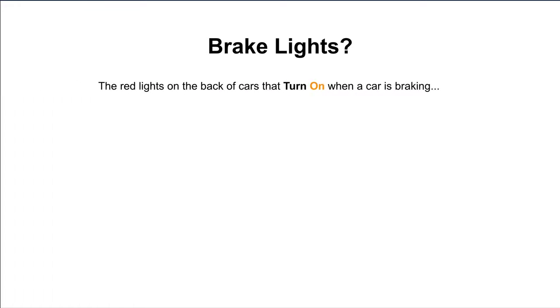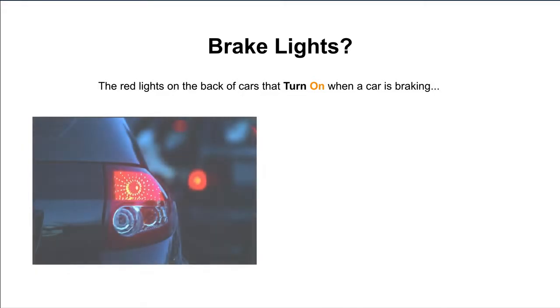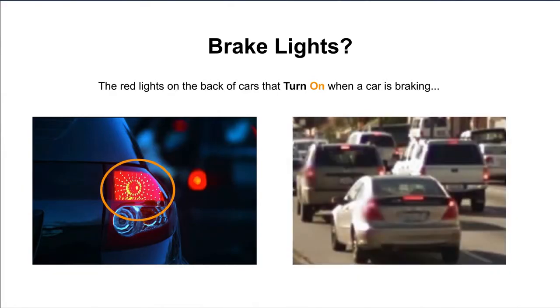Before we go into making those selections on the brake lights attribute, first we'll go into what brake lights actually are. Brake lights are the red lights on the back of cars that turn on when a car is braking. All of those orange circled lights on the back of these cars are the brake lights, and you can always find the brake lights on the back of the car.